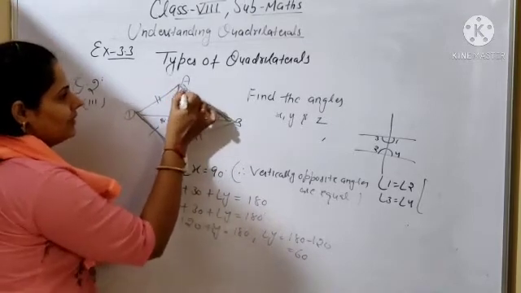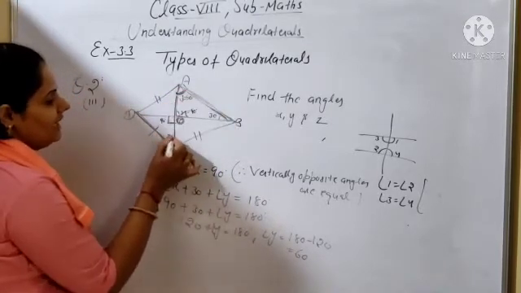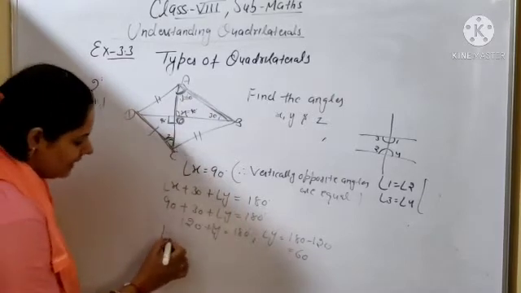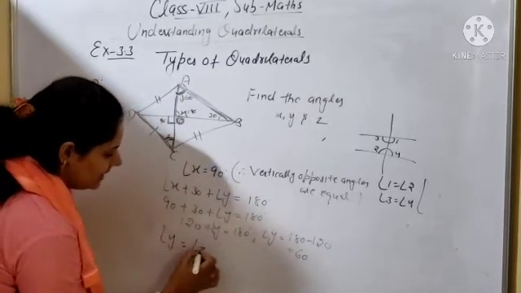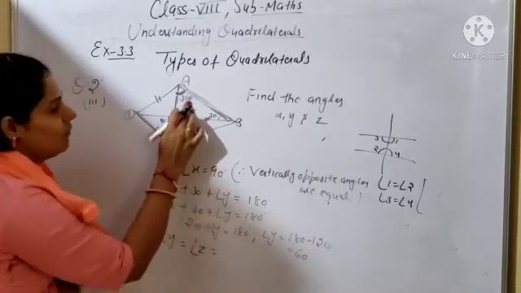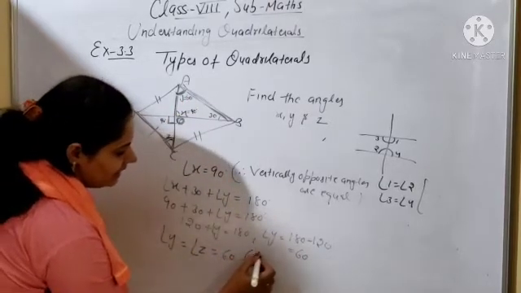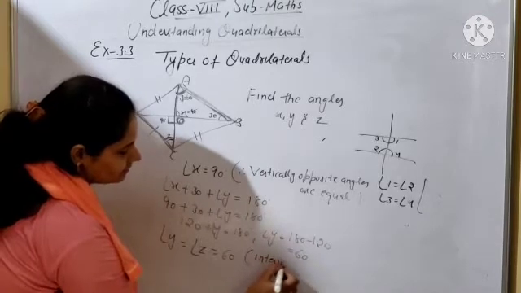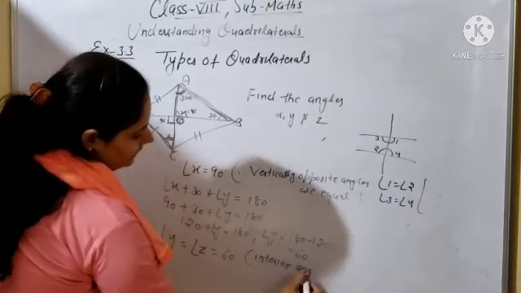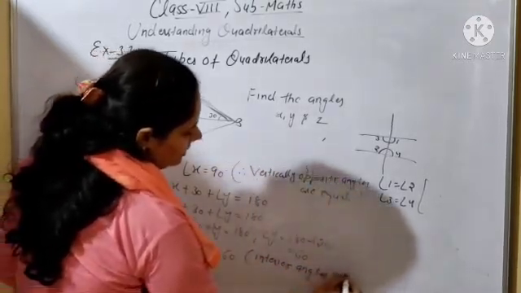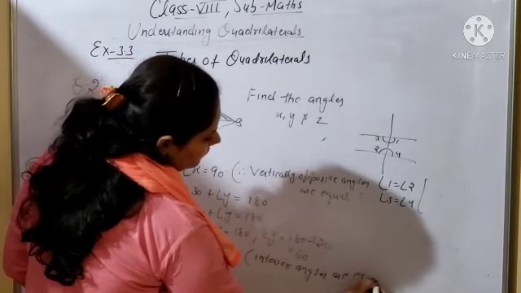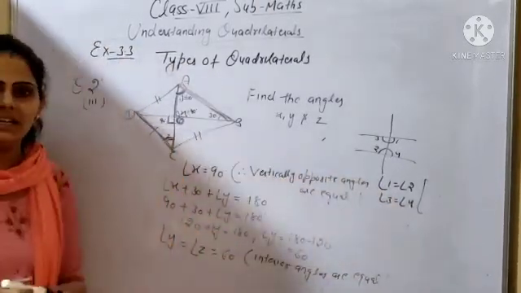So this angle y and angle z will be equal. Angle y is equal to angle z. Y is 60 degrees, so z will also be 60 degrees, and you can write the reason: interior angles are equal.